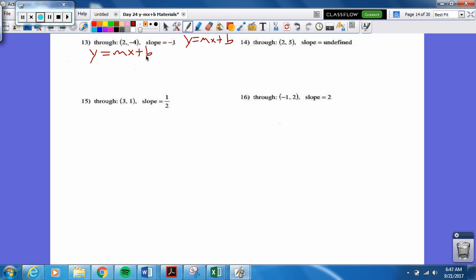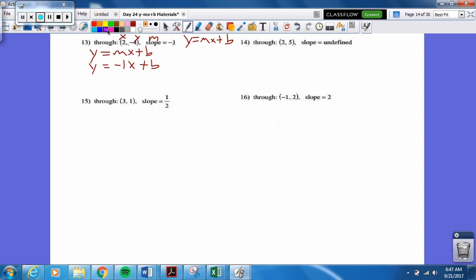First step, let's label this. We have x and y, and we have the slope. Slope is m. Slope is always m. So I'm going to put in the slope first. Y equals negative 1x plus b. Again, you're writing this in your notes, so you have it to study from for our quiz tomorrow on Friday.